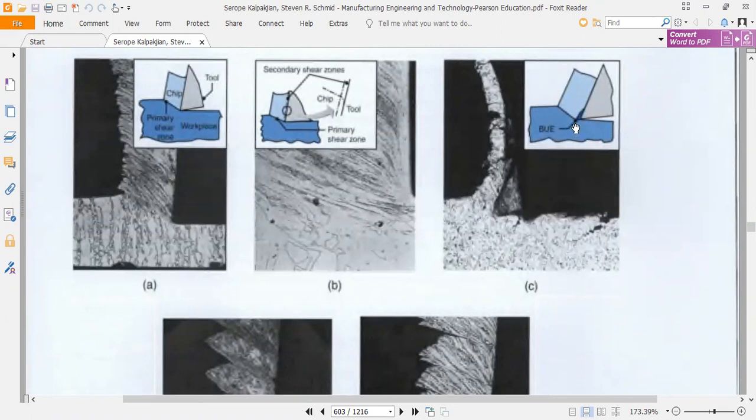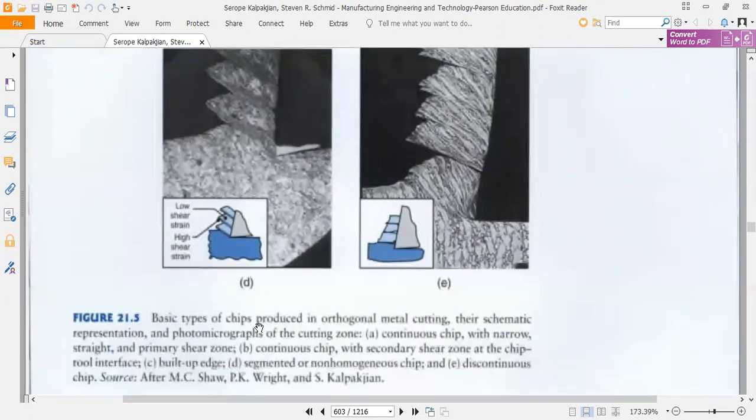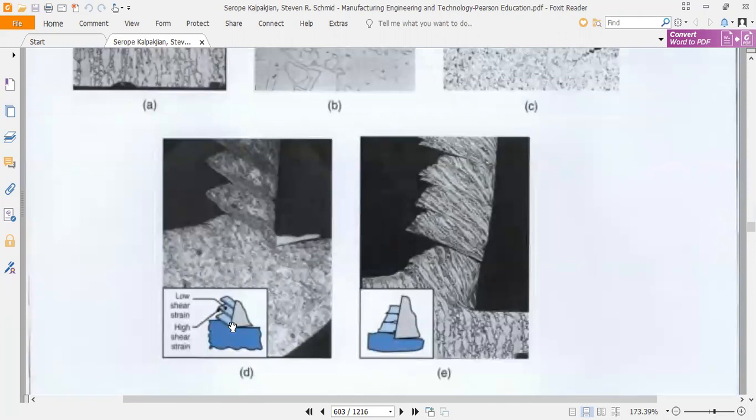Sometimes built-up edges occur when there is a gap between the tool and the chip. This is the microscopic examination of the built-up edges, and these edges remain on the surface of the job and cause problems of surface integrity and surface finish. In figures E and D, it is obvious that figure D is serrated chips. In serrated chips, there are two kinds of shear strain zones.